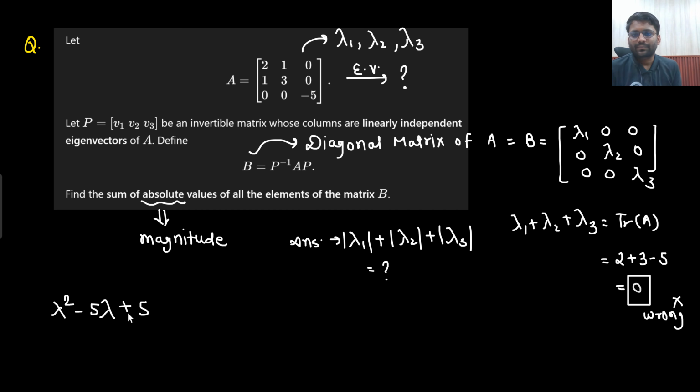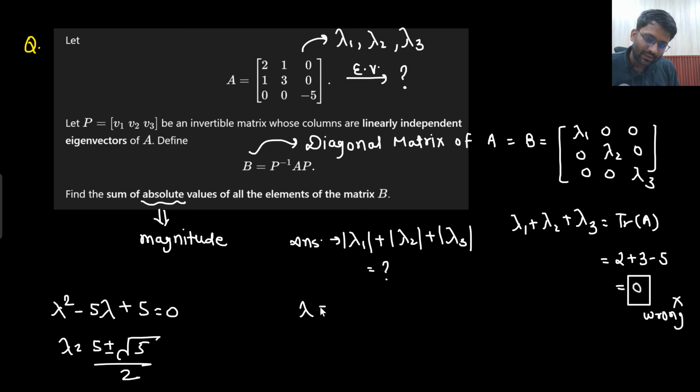3 into 2, 3 plus 2, 5, 3 into 2, 6, minus 1. Complex eigenvalue we will get. Is that so? b square minus... b plus minus under root b square minus 4ac upon 2a. Yes, so these are the eigenvalues we are getting.